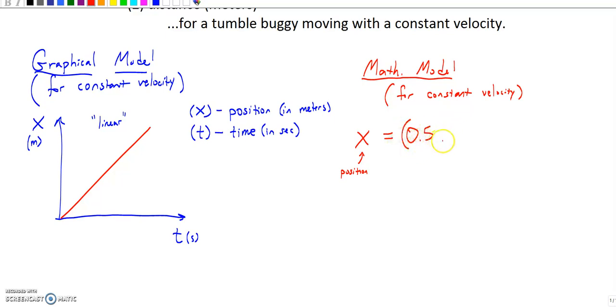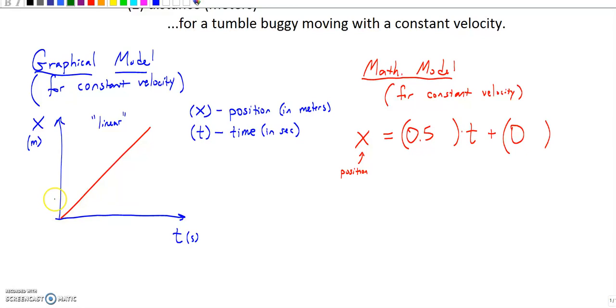Put parentheses around this. I'm going to leave a little bit of space because we're going to put units in here in a second. This is times t for time, plus, and the y-intercept, we're going to put 0. I'm going to put parentheses around that one again, but I'm going to leave some space after the 0 to put units in.